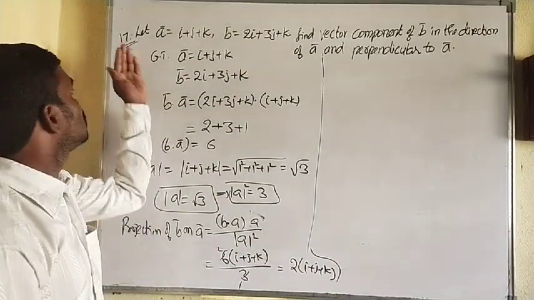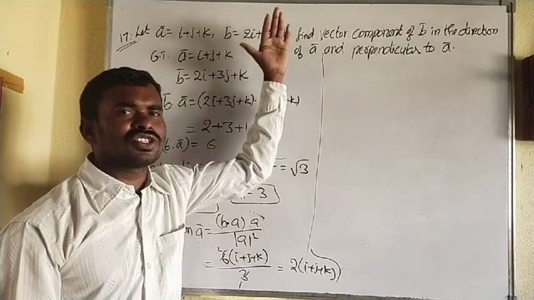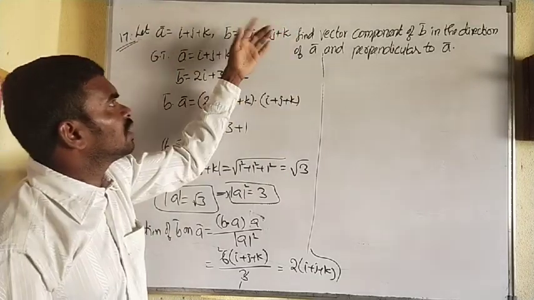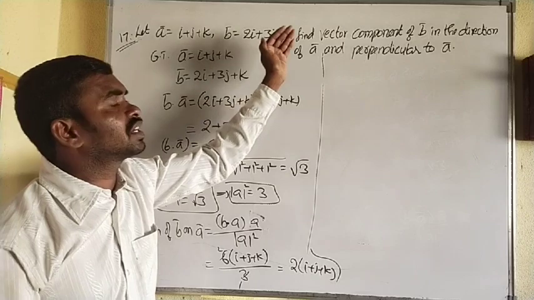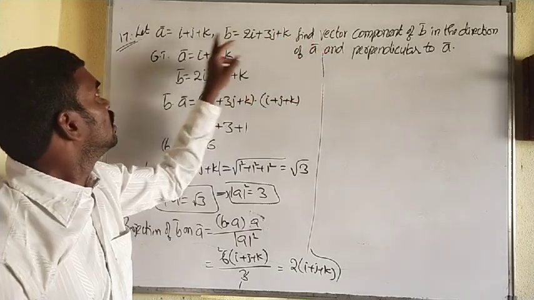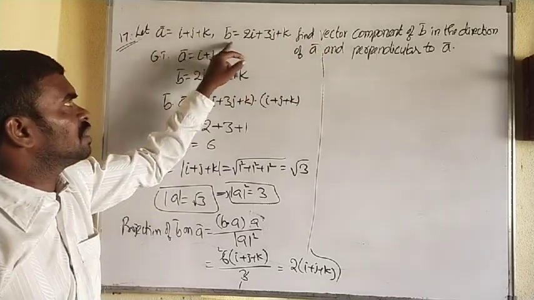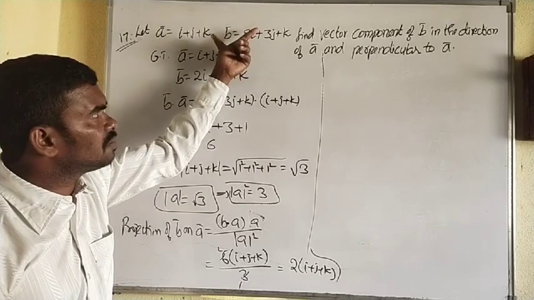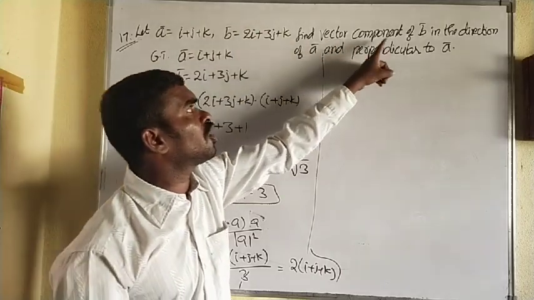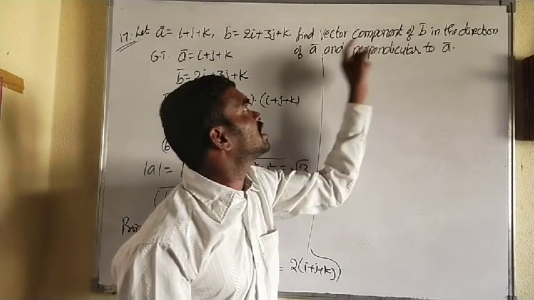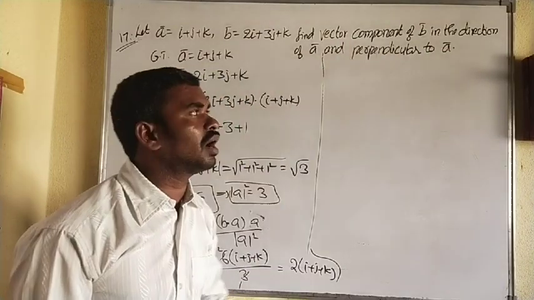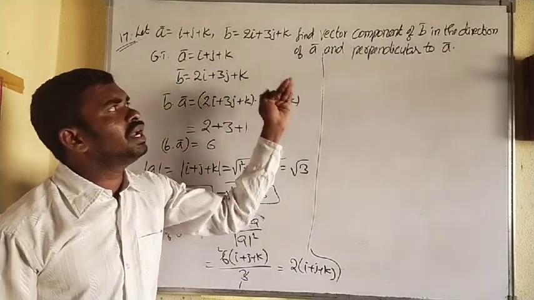Okay, next, the 17th problem. This is also the same problem, but in the previous problem they asked for the projection vector of b on a. But here, what is the question? a bar equal to i plus j plus k, b bar equal to 2i plus 3j plus k. Same vectors. Find the vector component of b bar in the direction of a bar and perpendicular to a bar.